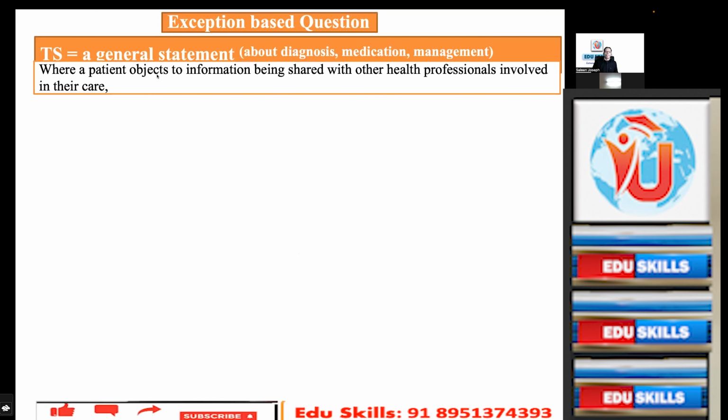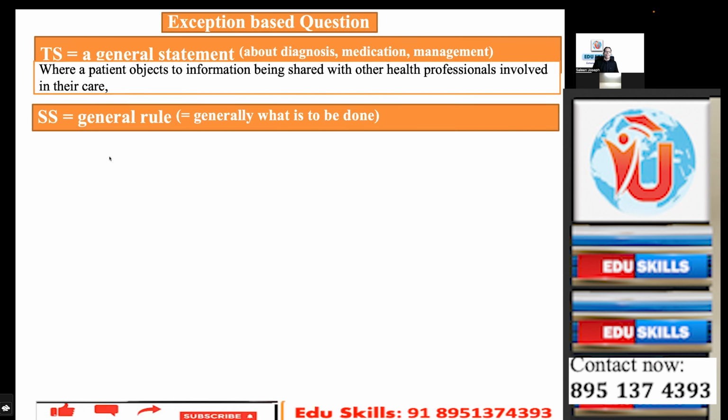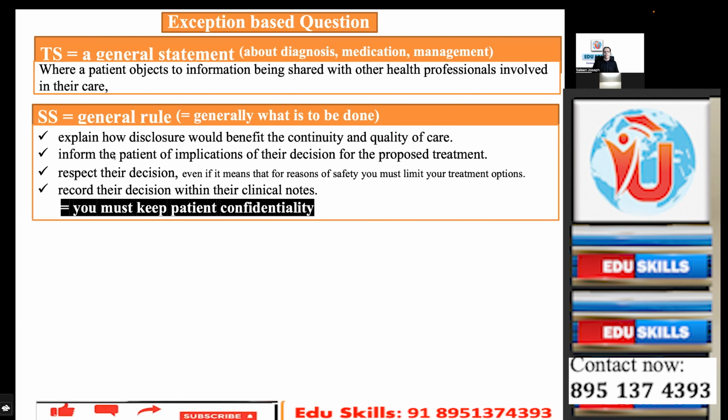So let's see here, a general statement: where a patient objects to information being shared with other health professionals involved in their care. The topic sentence says, what should you do? There is a problem now. The patient doesn't give consent. The patient doesn't want to share the information given to the medical professional with other professionals. So what will be your consideration? That is the issue, or the topic sentence, or the topic. Okay, now the general rule. What is the general rule? What is to be done? What are you supposed to do?